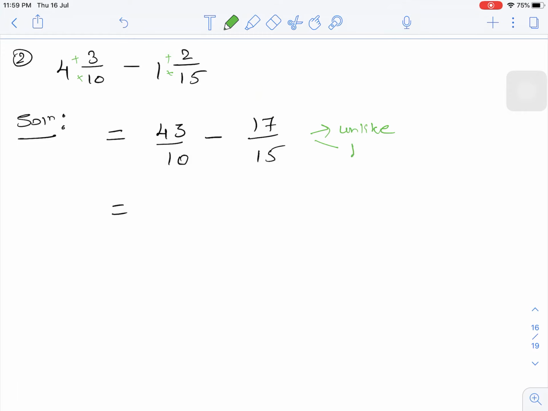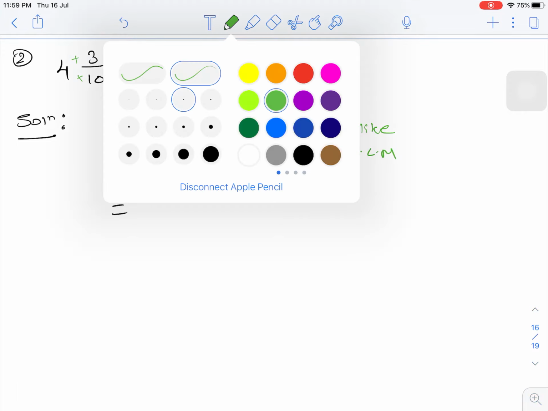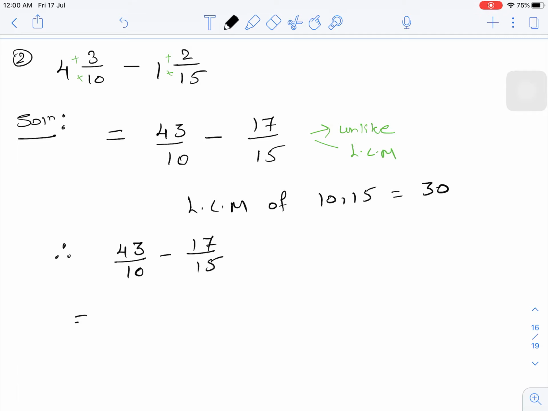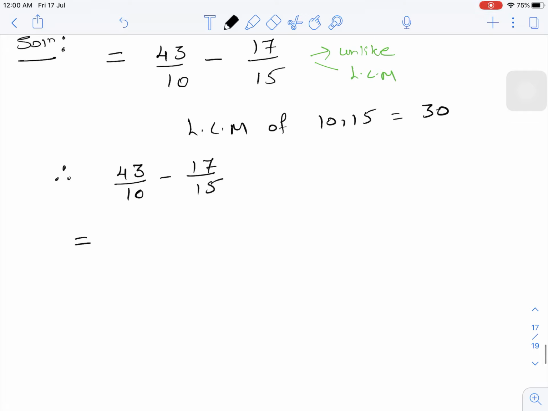So we are going to find its LCM. Now what is LCM of 10 and 15? So let me write here one more step. LCM of 10 and 15 is equal to, how much? So it is 30. Now therefore 43 upon 10 minus 17 upon 15 equals to. Now what we have to do, we have to make these denominators as 30.